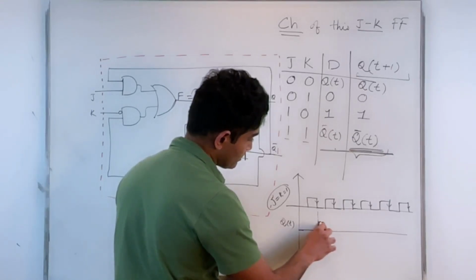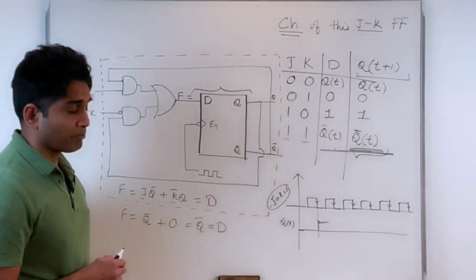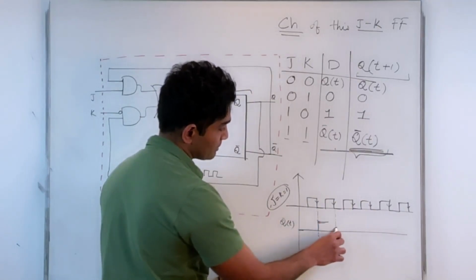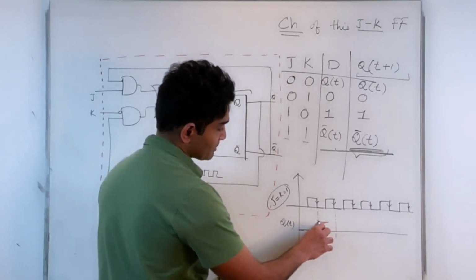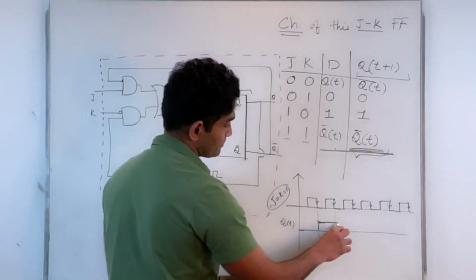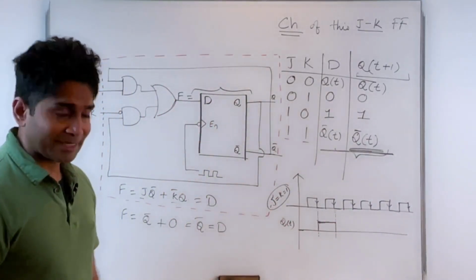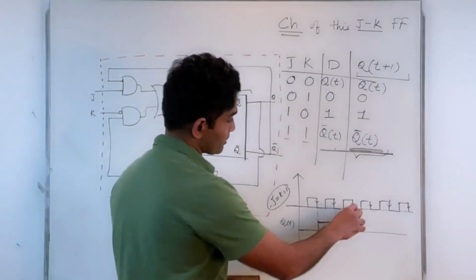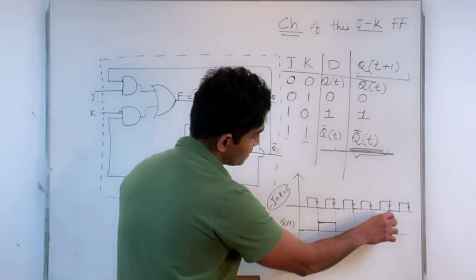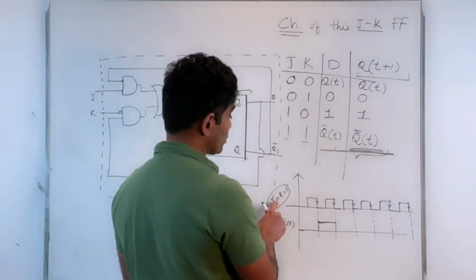That becomes 1. Now I'm standing here, at my next triggering instance. The next q(t+1) is basically this part, so I'm standing at 1. This is my next triggering instance. Again, that gets complemented according to this characteristic table, and so on. The process continues. So at every triggering instance, the output of this flip-flop is getting complemented for the j equals k equals 1 condition.